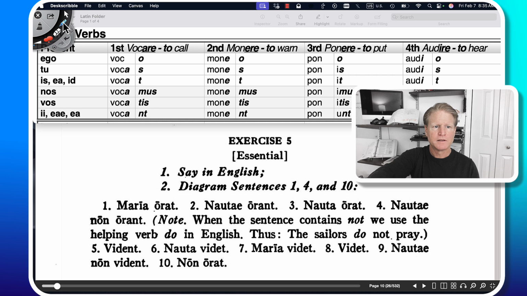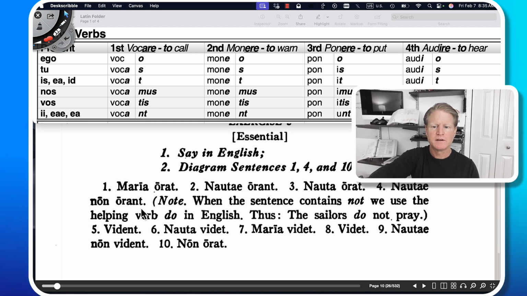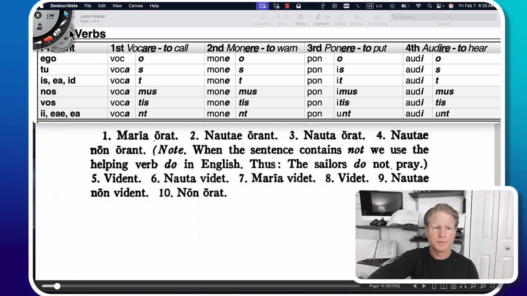All right. Number 9, nautae non vident. The sailors, subject of the sentence. You know what? I'm going to adjust this a little bit so that we're higher up on the screen. There we go. Number 9, nautae, subject of the sentence, nominative case. Vident, they see, verb. And we have the adverb here, non, making it they don't see. The sailors do not see.